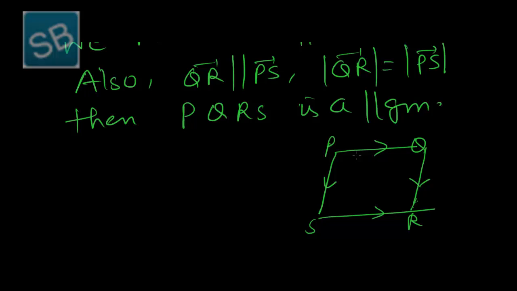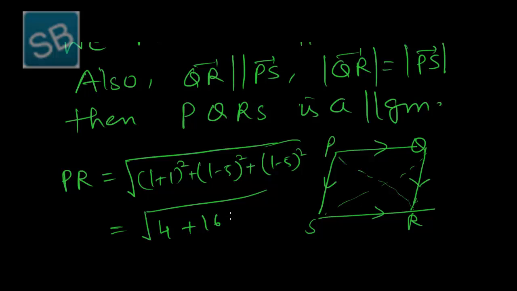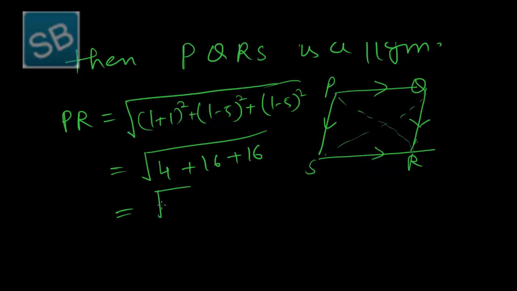So till now we have, this is a parallelogram. Now we'll check its diagonal. Diagonals are PR and QS. So we'll find the length of PR by distance formula. That is (1 plus 1) whole square plus (1 minus 5) whole square plus (1 minus 5) whole square. That gives 2 square, that is 4. 4 square is 16. 4 square is 16. So it gives under root 36. As it is the length of a side, it is always positive, so we will take plus 6.